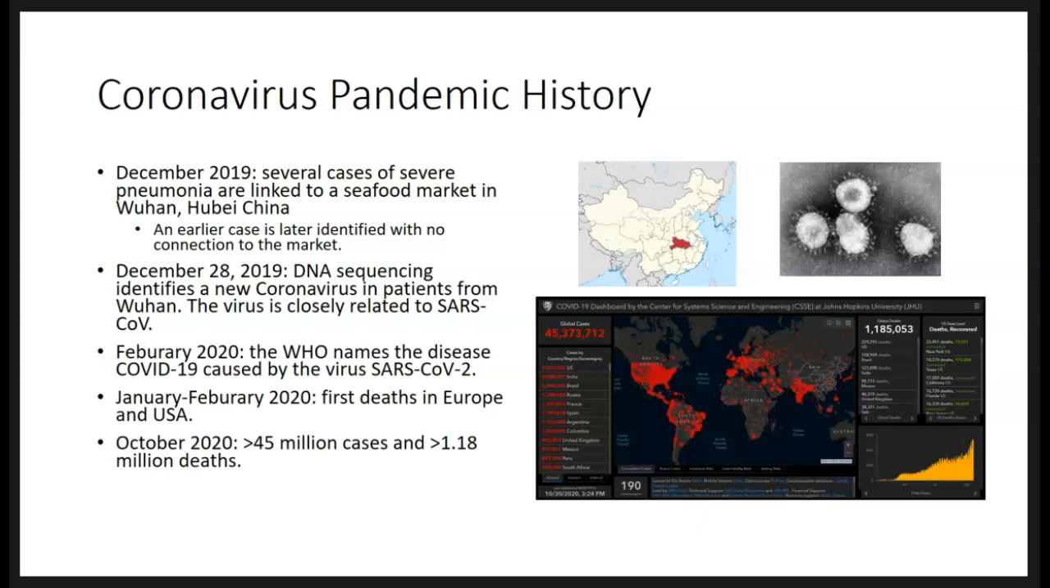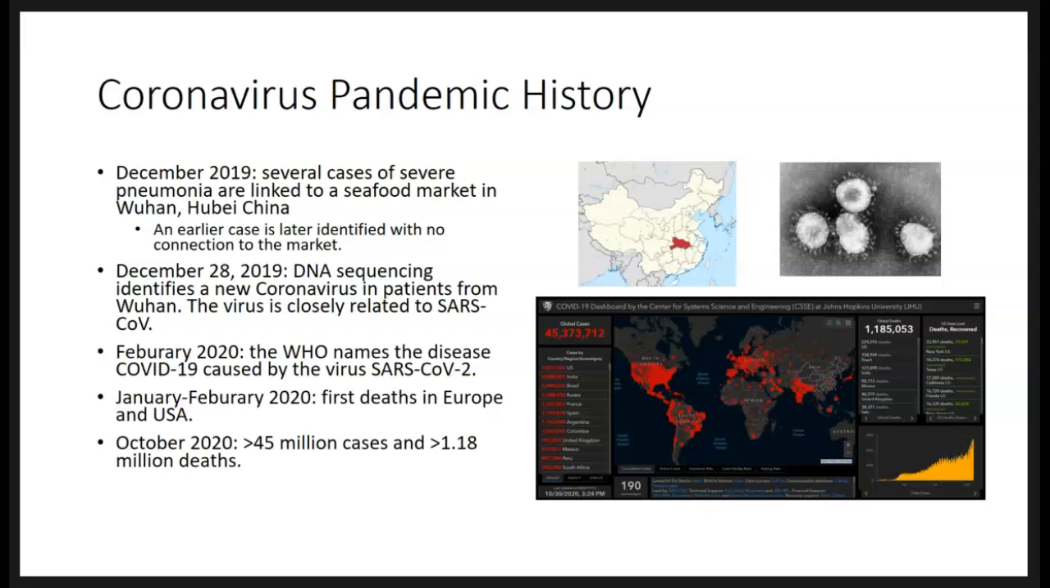So, if you weren't seeing a pattern in the data, in December 2019, there were several cases of a severe pneumonia that were linked to a seafood market in Hubei province, China, near the city of Wuhan. An earlier case was later identified that had no connection to the market, so that marketplace does not seem to be the start of this disease. However, there were cases spread around China for a number of months, and by December 2018, DNA sequencing had identified a new coronavirus in the patients from Wuhan, China. And that virus was very closely related to the original SARS-CoV.